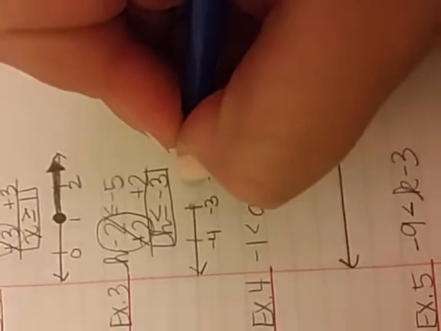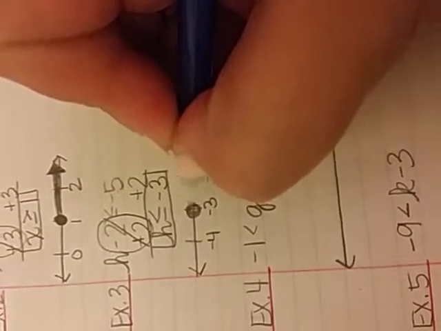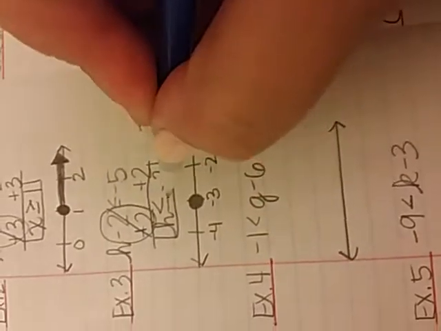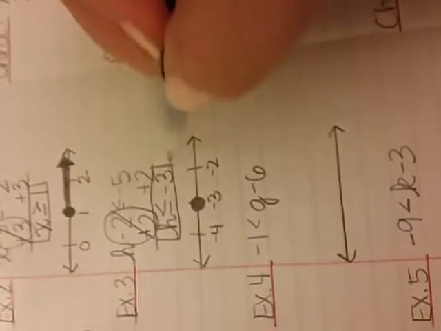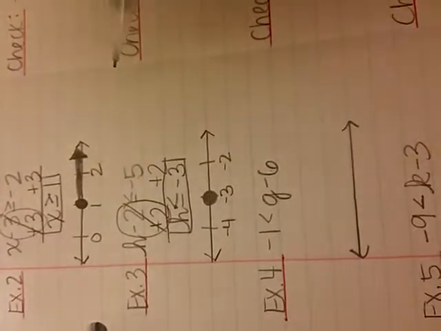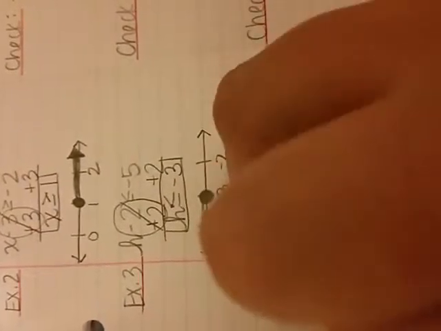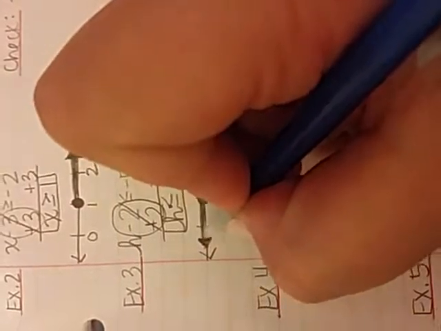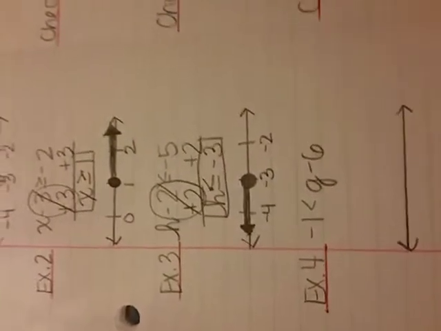And I have -2. Closed circle because it's less than or equal to. The equal to, we fill it in. And our point is to the left, so our arrow is going to go towards the left. Okay, made the arrow nice and dark.